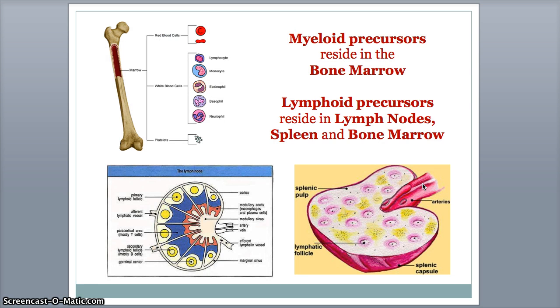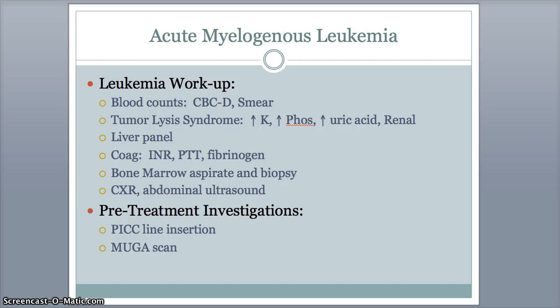And again, this is just a reminder that the myeloid precursors reside in the bone marrow, while lymphoid precursors reside in the lymph nodes, the spleen, and the bone marrow, and that's why the lymphoid neoplasms tend to be the ones with lymphadenopathy and splenomegaly. So for the initial workup, we're always thinking about what are the effects of the disease, and is the patient fit for treatment for any malignancy.